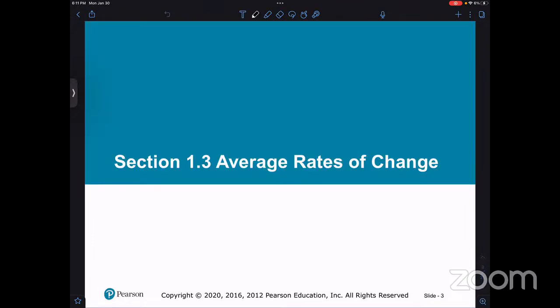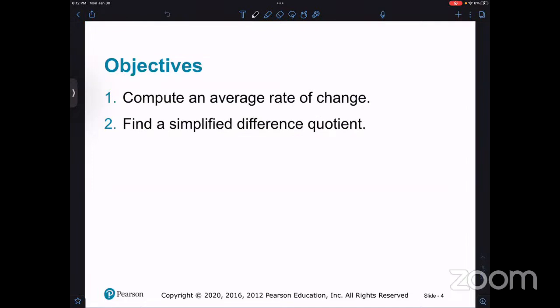I'll check attendance again. So let's introduce section 1.3 with average rates of change. The simplified explanation for me, whenever I see average rate of change, I just think slope. It's just the slope between 2 points. And these are different articulations and applications of slope. That's all it is. So the objective here is to compute an average rate of change, which is essentially just the slope. You're going to see it expressed different ways, but it's essentially the slope between 2 points.